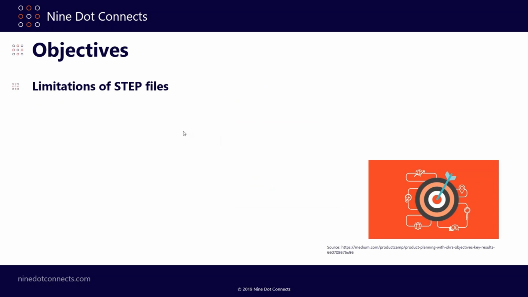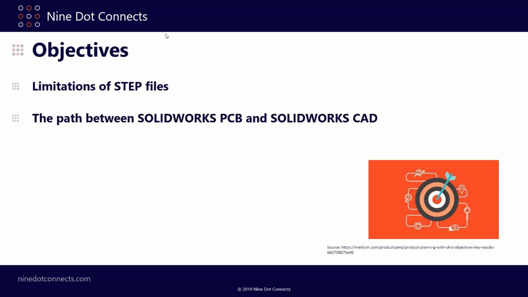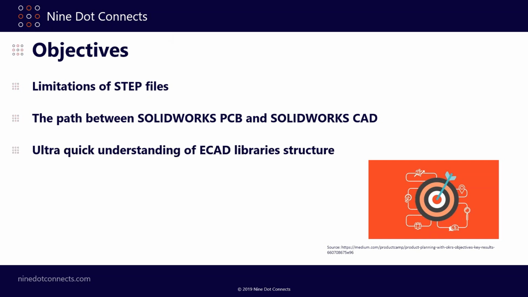So let's get into some objectives. First and foremost, let's talk about the limitation of STEP files. We'll look at the benefits and the limitations of them. Secondly, the path between SOLIDWORKS PCB and SOLIDWORKS CAD. Let's understand that better, because obviously these tools come from 2 different domains and they don't necessarily talk to each other because they're completely different architectures. So how do we handle a seamless handoff from one to the other and vice versa?